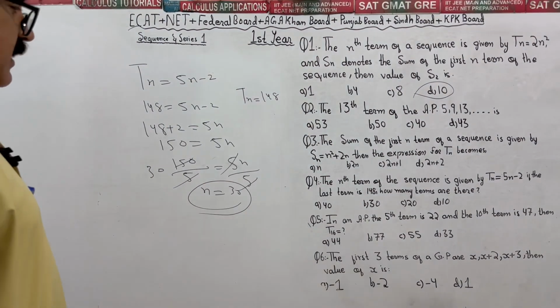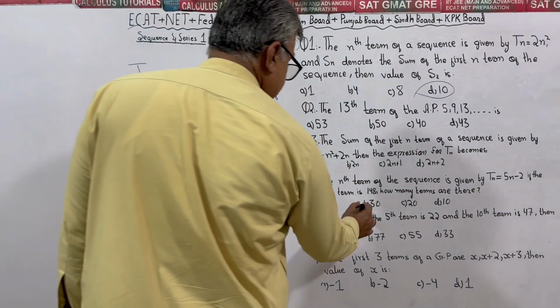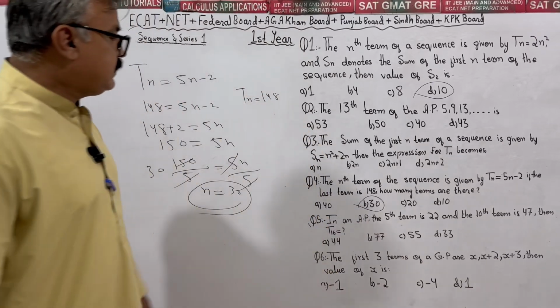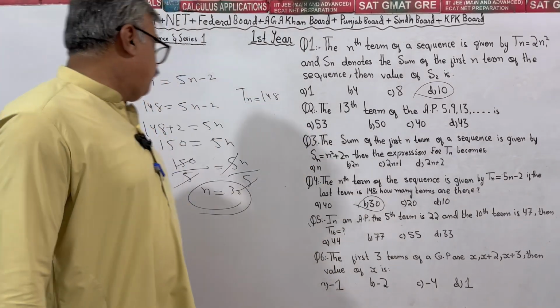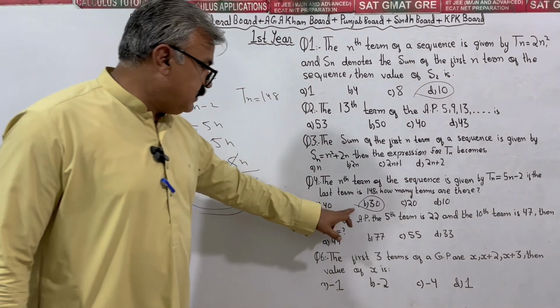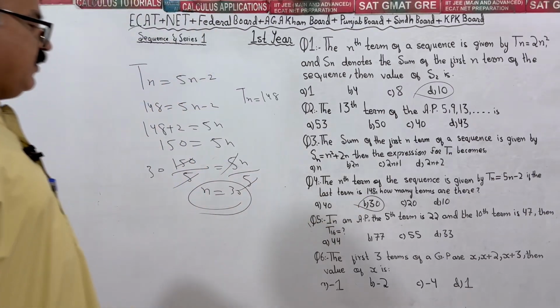So in that case, our right option is it has 30 terms where the last term is 148.